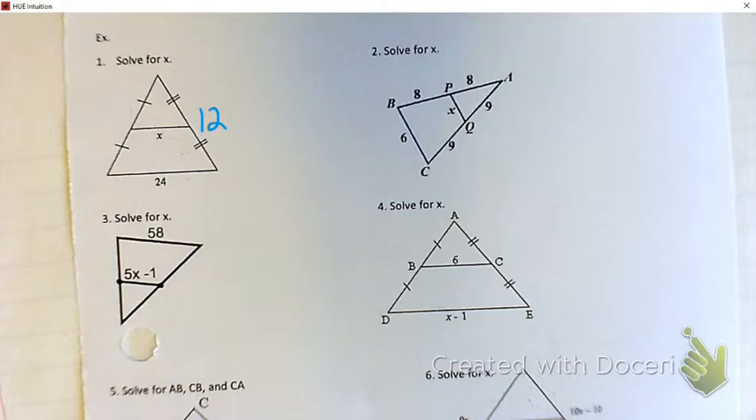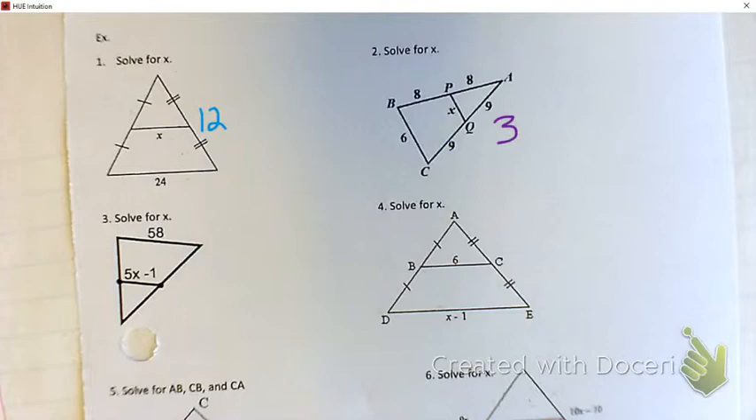Okay, so number 2. All they did is they turned it sideways. It's the same picture. Okay? The sides are each 8, the sides are each 9. So they're telling you, because those are the same, that wherever X is, it's the midsegment. So do I multiply or divide? Divide until I get 3.